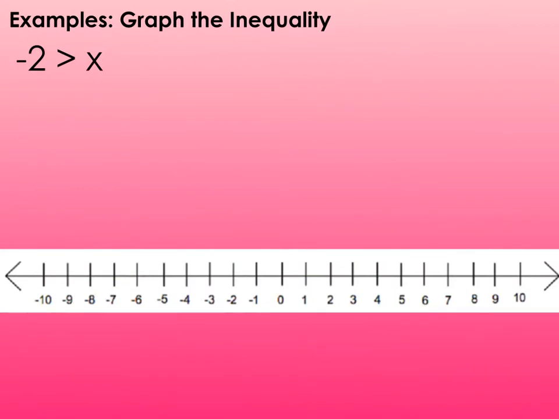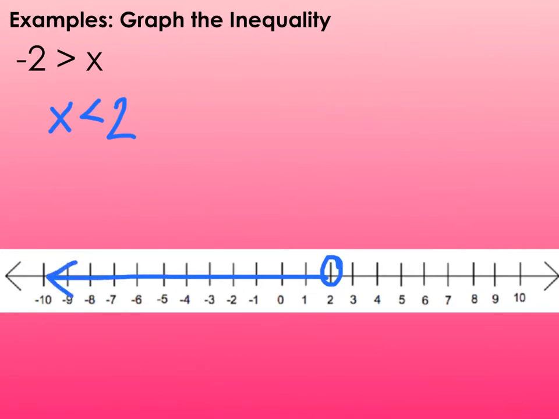Next, 2 is greater than x. I want to make sure that as I'm looking, I know that 2 is where I'm going to start. However, I want to rewrite this in terms of x. So if 2 is bigger than x, that means x is less than or smaller than 2. Then I'll go to 2 just like before. Again, this is an open circle. And I'm going to shade in everything that's smaller.